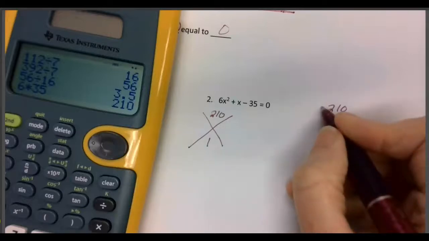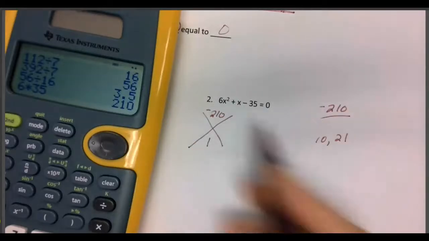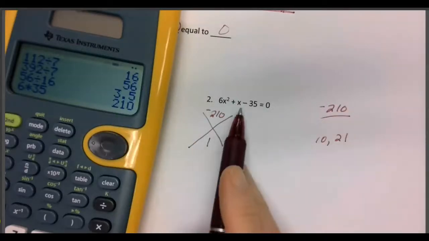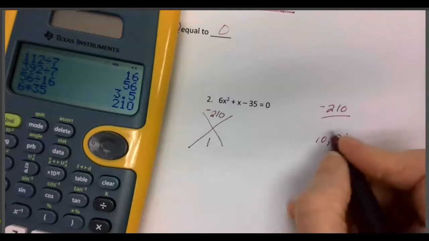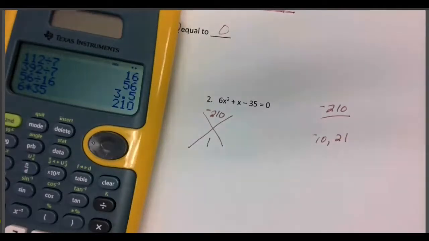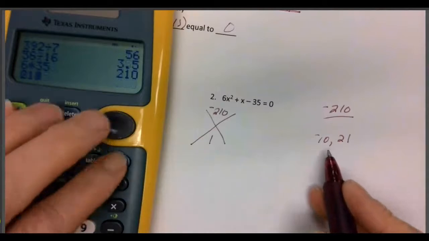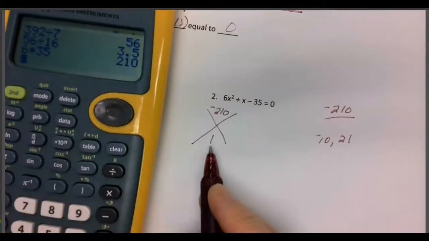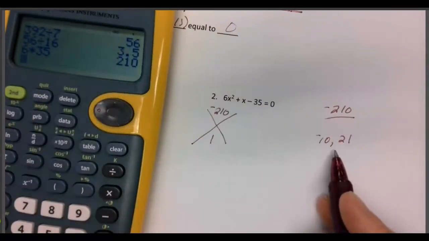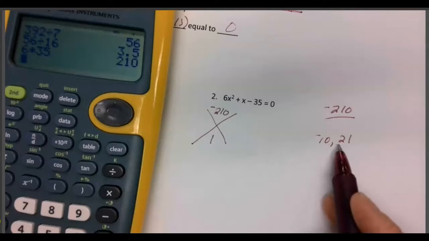Nope. Sorry, that's a negative 210. My fault. I had a negative 35. So my signs are different. My largest factor has to be positive, so my small one has to be negative. Okay, so we're going to try some things there. 21 minus 10 is 11. I have to be 1 apart. Oh my gosh. So that's 11 apart. Let's go up higher.